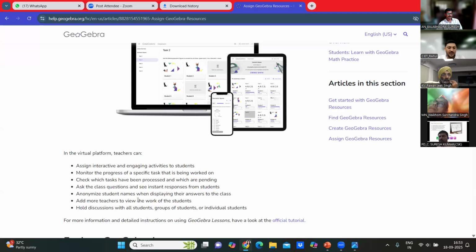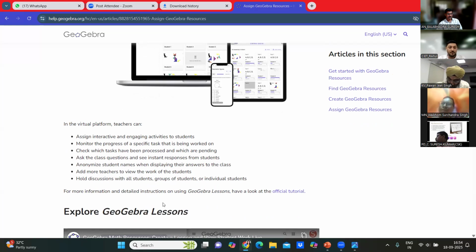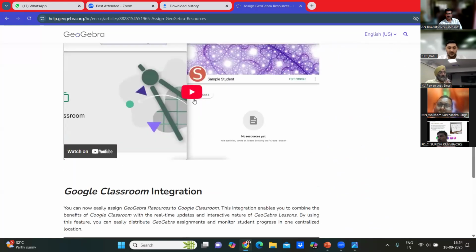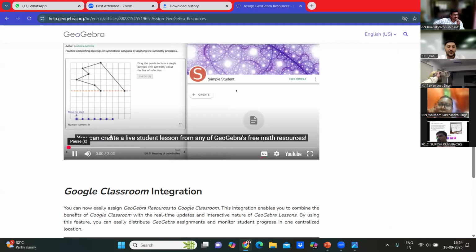Teachers can anonymize student names when displaying their answers to the class, and view the work of the students. Hold discussions with all students, groups of students, or an individual student. For more information and detailed instructions on using GeoGebra lessons, have a look. Official tutorials and this type of video are available to introduce GeoGebra and explore. You can also explore the GeoGebra website by yourself through these videos.